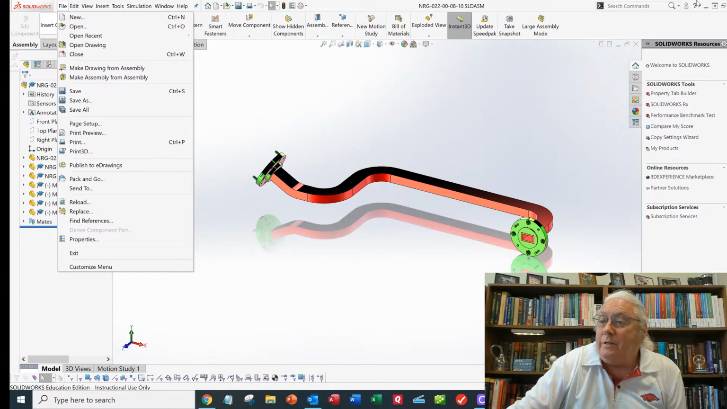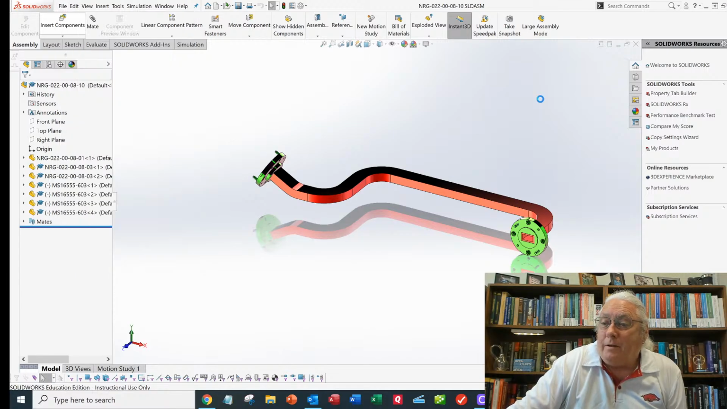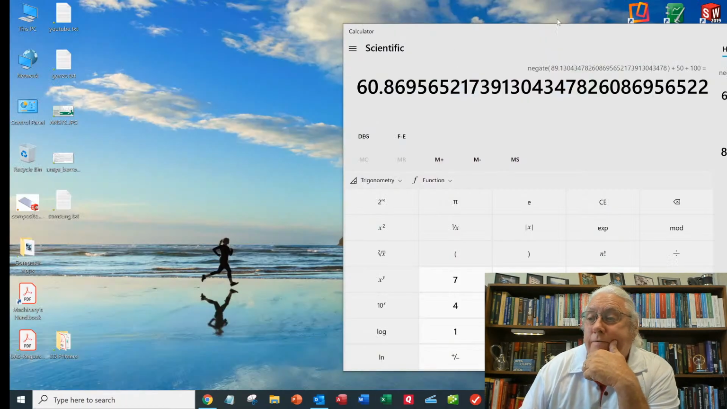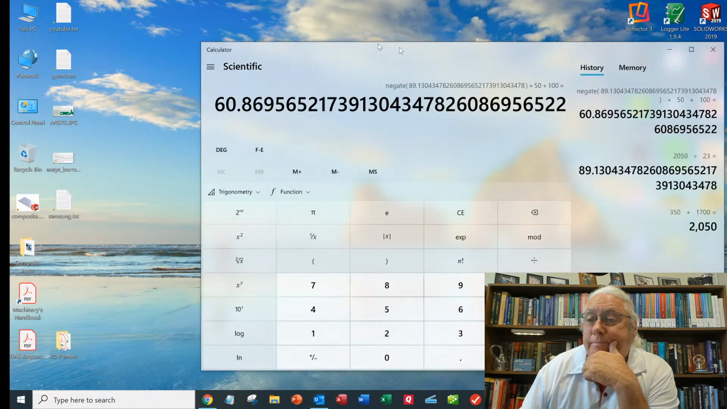And so let's close out all this stuff. See if I can relaunch SolidWorks and see if it doesn't give me that module so we can take a look at that.